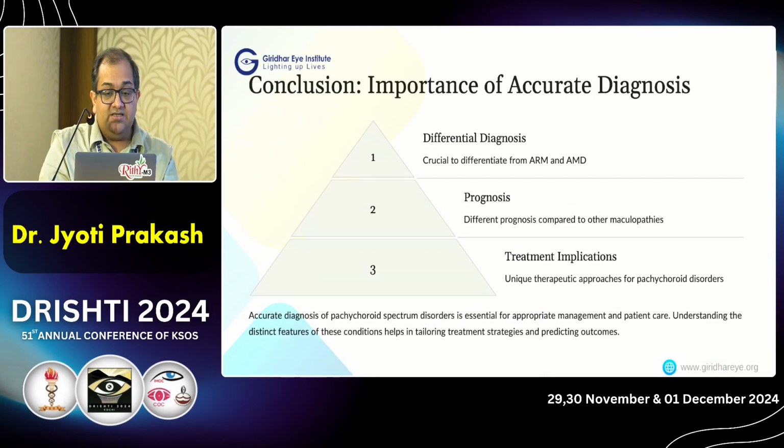The importance is that these differential diagnoses are the things which help differentiate these from the other sinister variant, that is age-related macular degeneration, and the prognosis and the need for treatment. Which lesions need to be treated, which lesions need to be observed is important, and that is why differentiation amongst the different types is important.